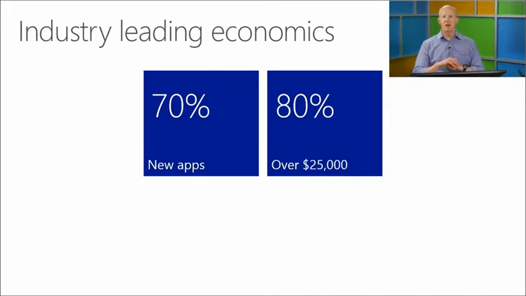So when you're thinking about being a publisher and working with an app store, you really need to think about economics and how you're going to be successful as an app publisher. And for publishers of Windows Store apps, the economics are fantastic. For new apps, you retain 70% of the price or revenue from selling that app in the store. And that's an industry standard balance. But when you go over $25,000 of revenue, you retain 80% of that.